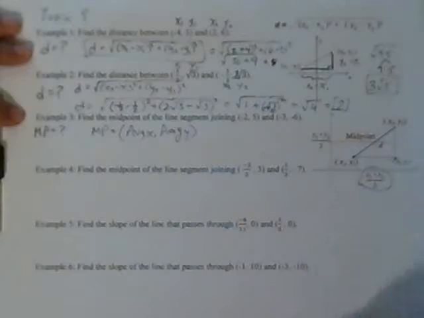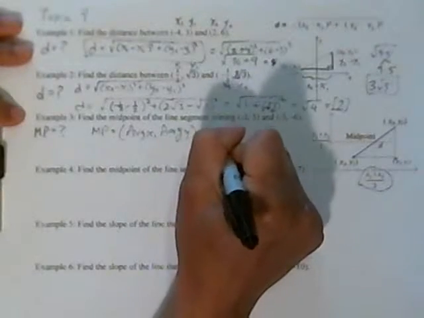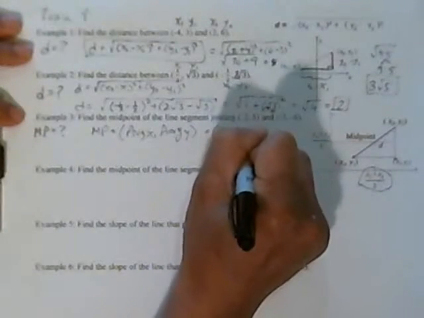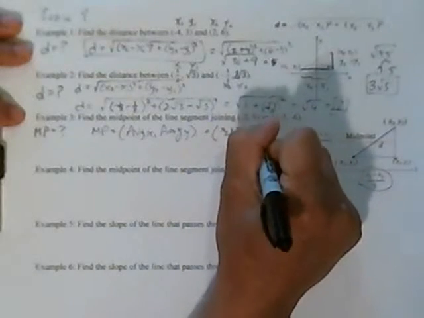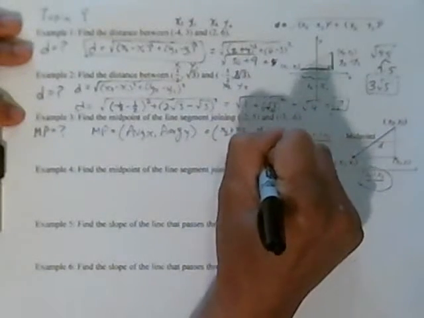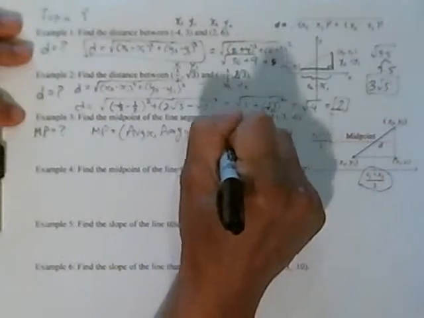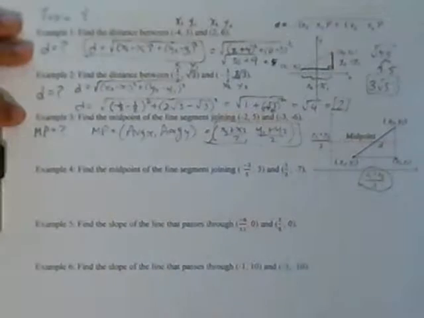Notice x1, y1, and this is the average. So that becomes x1 plus x2 over 2, y1 plus y2 over 2. Memorize the formula for the average. It will be on the test.